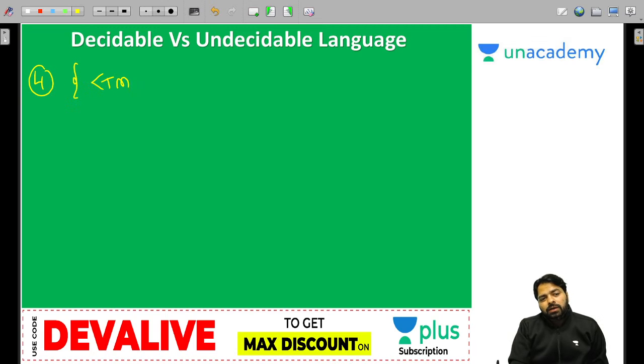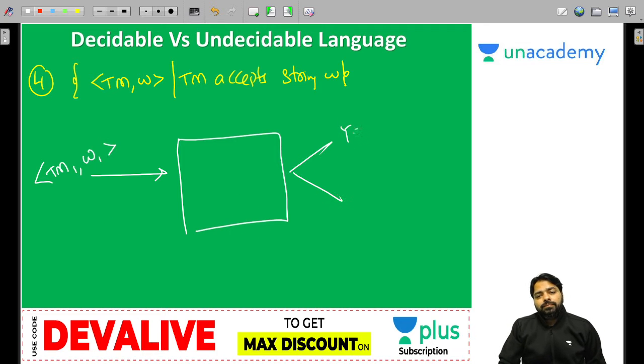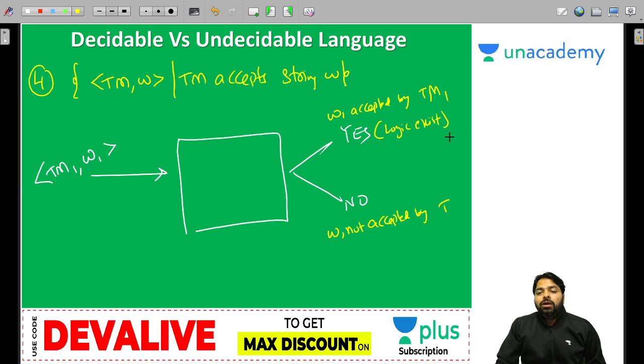Look at Turing machine comma W, where TM accepts W. This problem is undecidable. You might give some Turing machine, let's say T1, and some W1. Do you have any algorithm to check? If W1 is really accepted by T1, then definitely there is a logic, no doubt, because T1 halts at a final state. If W1 is not accepted, we really do not know how to tell, because the Turing machine may not halt, guys. No logic exists to show it, because a Turing machine may or may not halt.